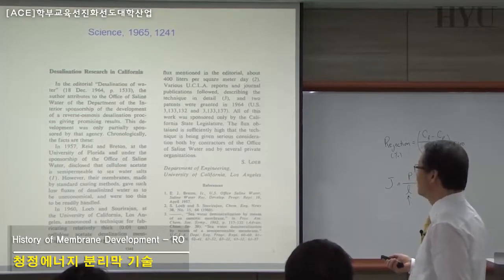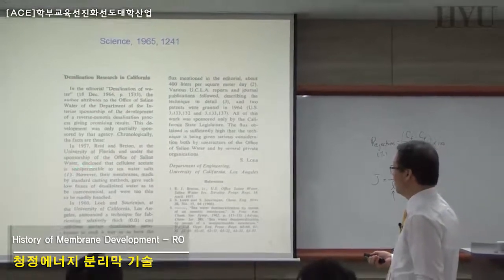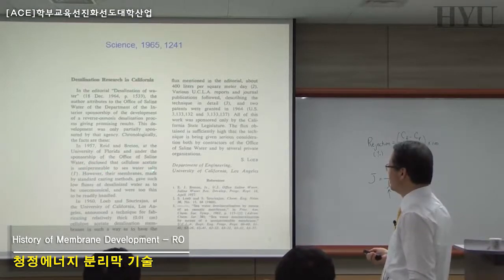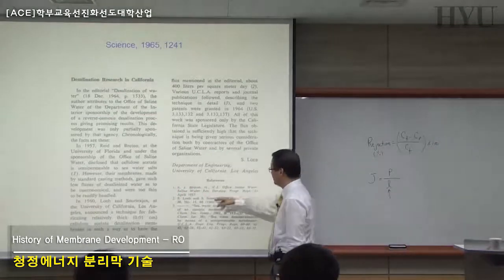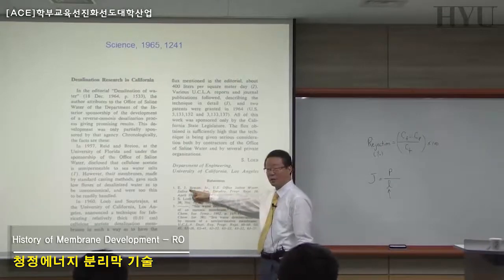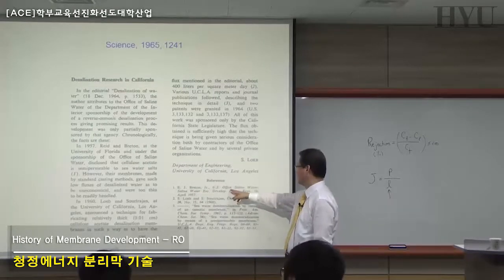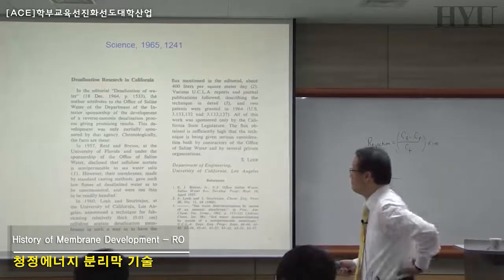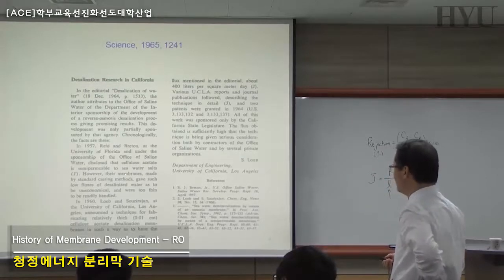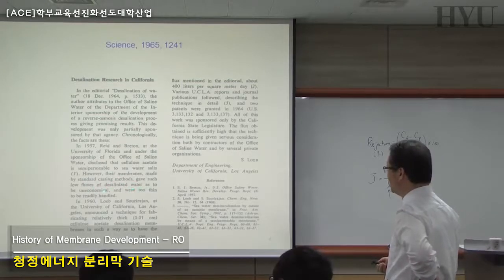In 1957, Reid and Breton at the University of Florida, under the sponsorship of the Office of Saline Water, disclosed that cellulose acetate is semi-permeable to seawater salts. So this is their report, actually. This is the progress report, 1957. Breton was a PI, principal investigator, and I think Reid must have been a student. So they supported and looked, they found this, on the progress report. However, their membranes, made by standard casting methods, gave such low fluxes of desalinized water as to be uneconomical and were too thin to be readily handled.